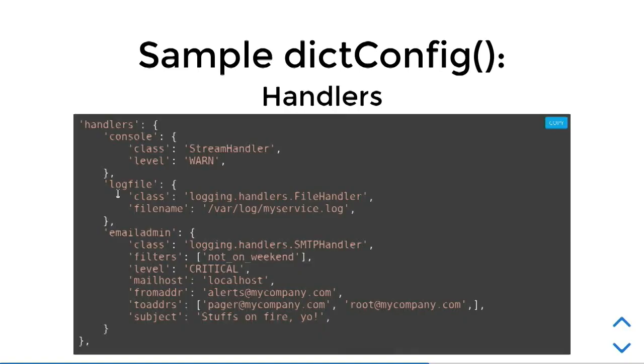Then we have the handlers. So this is where the messages go out. So here we have a simple example of a console. We're calling it console. It's using the stream handler, which means we haven't told it anywhere else to put it to. It's going to send it to standard error, which is basically on the console. But we're going to limit it to only warning level messages and above. Then we're going to have one we're going to call log file, and it uses the file handler, quite obviously, and we're going to tell it the file name we want to log to.